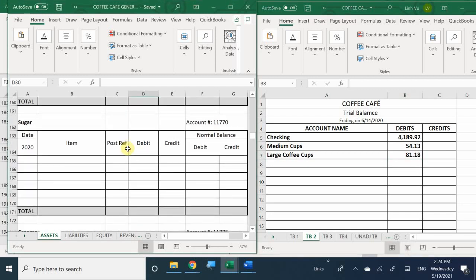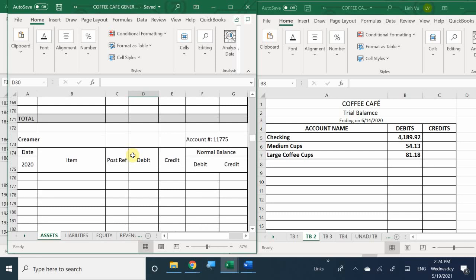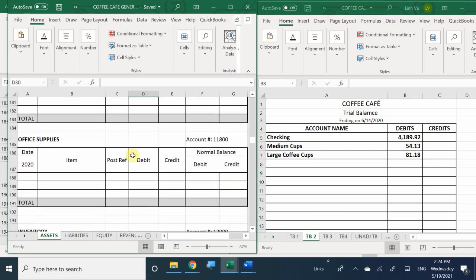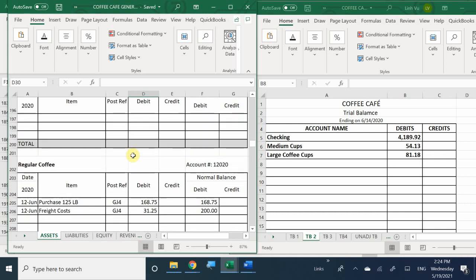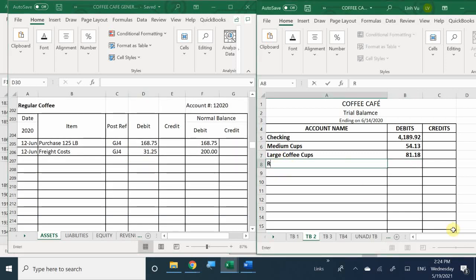All right, did we buy sugar yet? Not until we get down to regular coffee. So no coffee, no sugar, no creamer. We haven't bought office supplies yet, and inventory, right? Once again, inventory is broken into regular coffee and supreme coffee. So for regular coffee, what is my account outstanding for? 200. Okay.